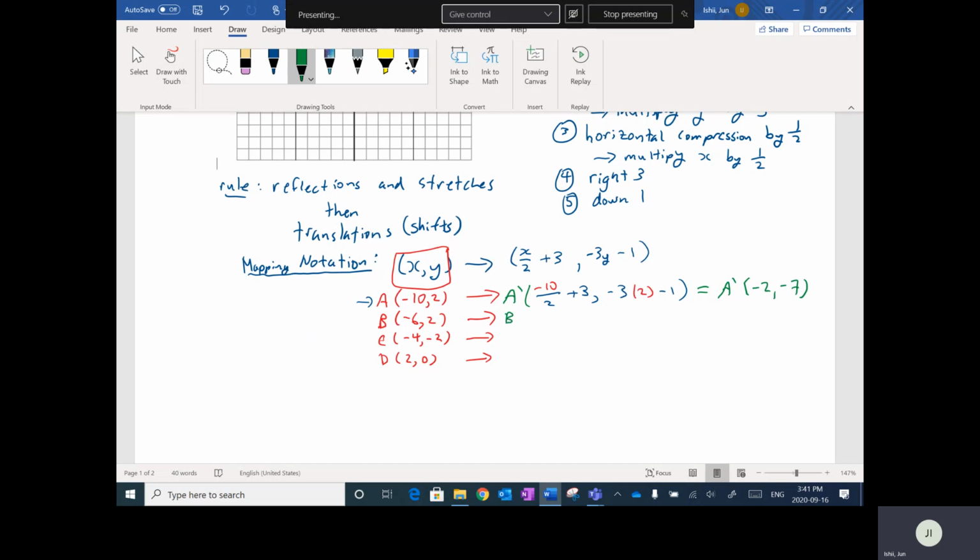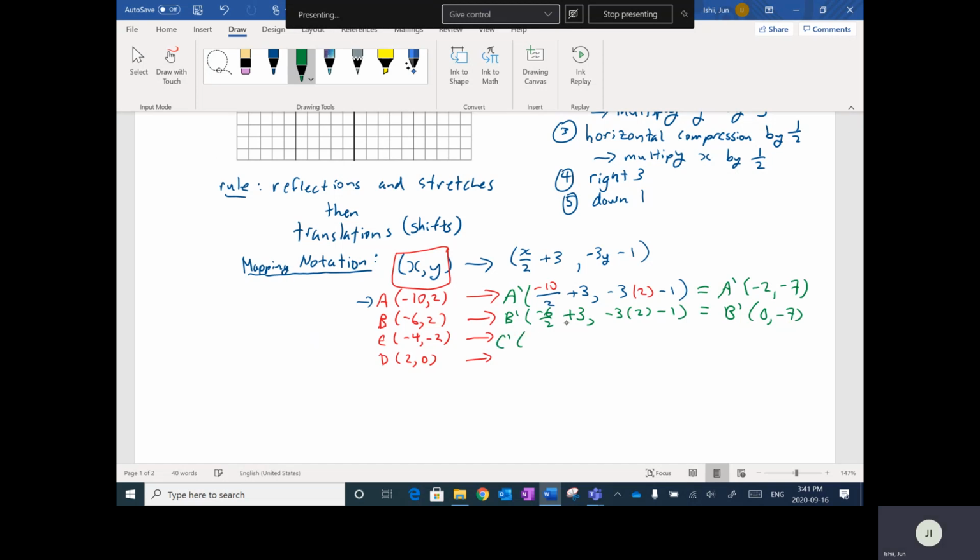So these ones here, I'm just going to do fairly quickly, all in one color, just to work this out quickly. I know the writing here is not the best, but hopefully you can read it. Okay, so B prime is going to become, what's that? -6 divided by 2 is -3. -3 plus 3 is 0. And then here I should get the same number, -7.